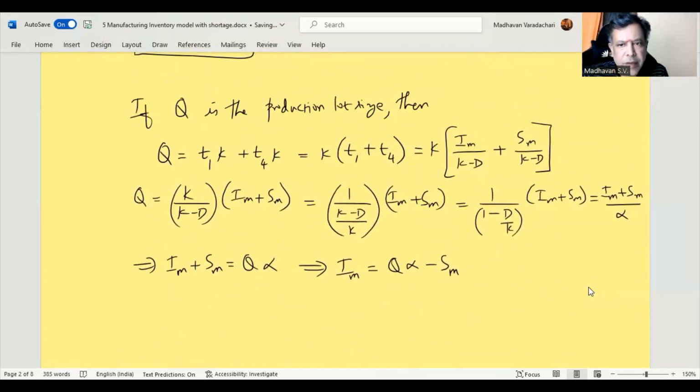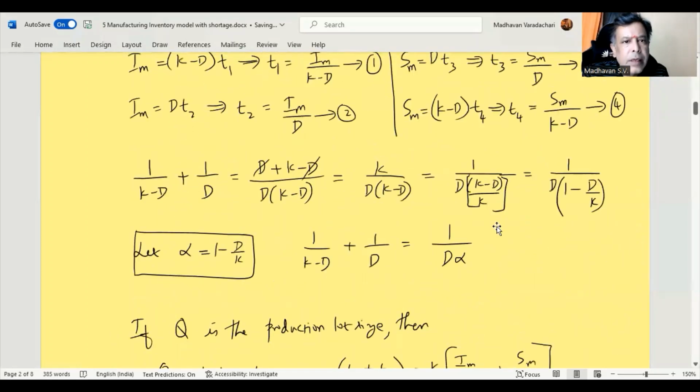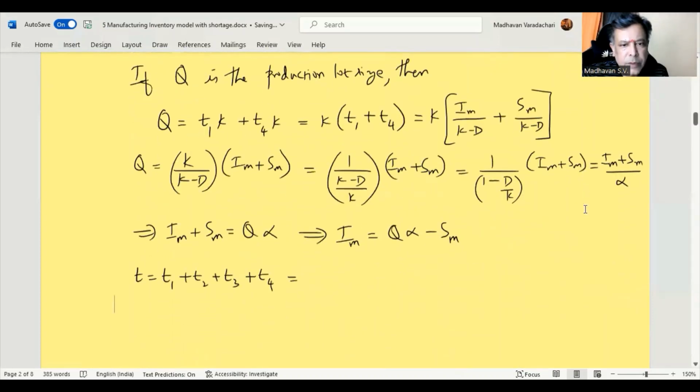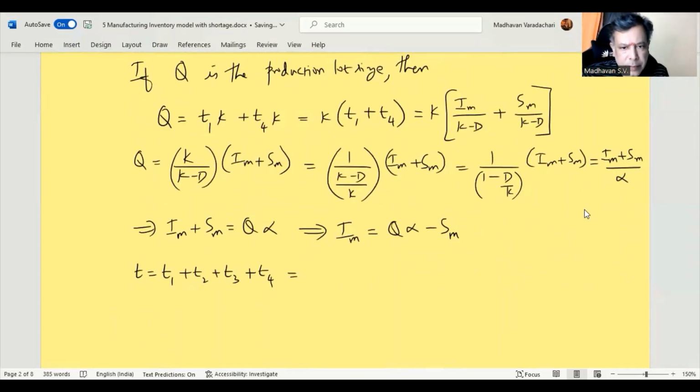So that is one thing which is available. Now let us consider our T. We know T is T1 plus T2 plus T3 plus T4. And T1 is what? T1 is Im divided by K minus D, and T2 is Im divided by D. So we can say this is Im times 1 by K minus D plus 1 by D. That is the first two terms.